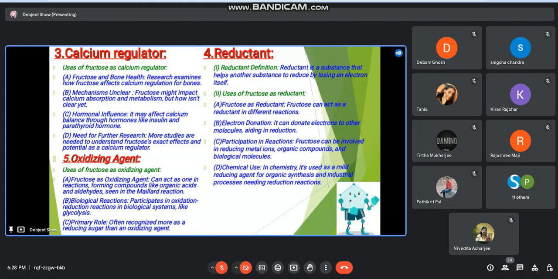Next is oxidizing agent. What are the uses of fructose as oxidizing agent? Fructose can act as one in reactions forming compounds like organic acids and aldehydes seen in the Maillard reaction. Biological reactions: participates in oxidation-reduction reactions in biological systems like glycolysis. Primary role: the primary role of fructose is often recognized more as a reducing sugar than an oxidizing agent.